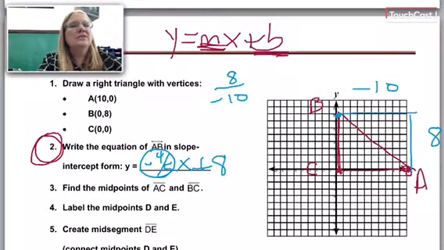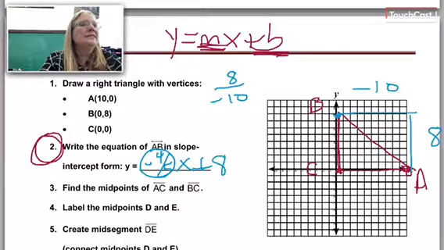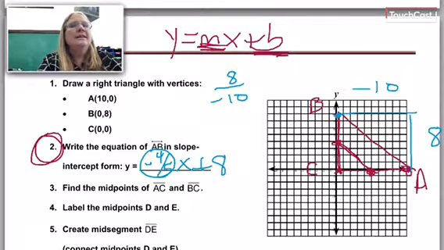The next thing they ask us to do is to find the midpoints of AC and BC. Well, that's easy enough since it's on the axis. Halfway from 0 to 10 is 5, and halfway from 0 to 8 is 4. So this is our mid-segment. And then we draw it. Then they ask us to write the equation of that line as well.